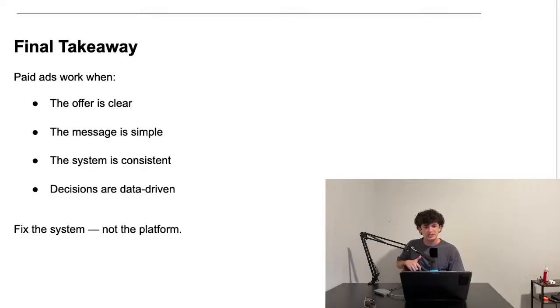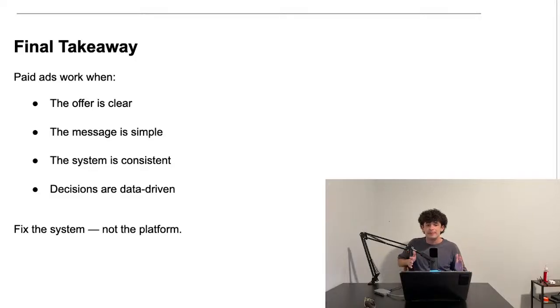So, paid ads work. It's very simple why paid ads work. Number one, the offer is very clear. Number two, it's very simple messaging. People understand very clearly what the ad is, right? Number three, the system is very consistent. You have the automation system: the ad, the landing page, the automation system, the follow-up system, the Calendly or the Google Meets, however you get your business meetings scheduled, right? All that's very important. So, again, the last thing too: decisions are data-driven, not by just how you feel.